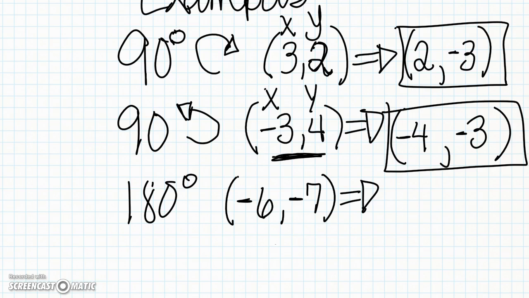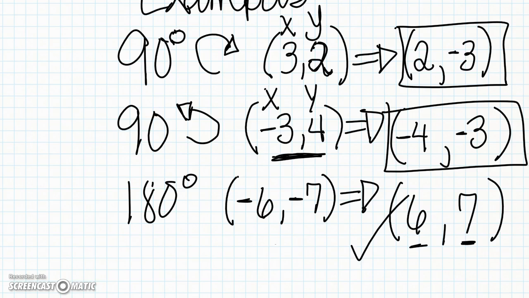Now, for 180 degrees clockwise, you're leaving your x comma y in the same positions, you're just negating both of them. So my new point is 6 comma 7. Your x stays here, your y stays there, and you're good to go. You're just negating both of them. And that's it for the examples. We're going to go ahead and move on.